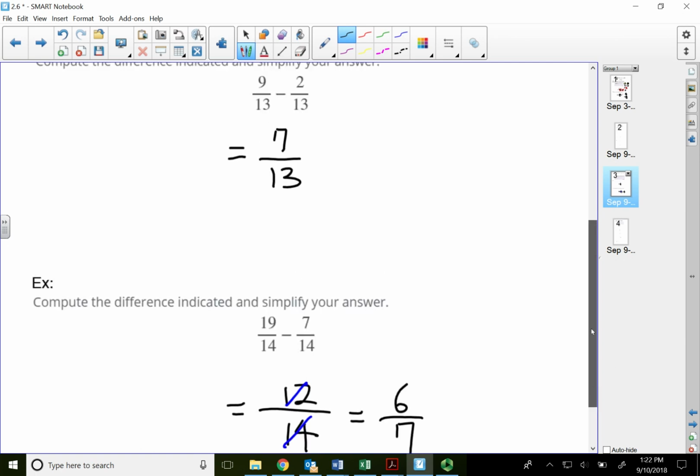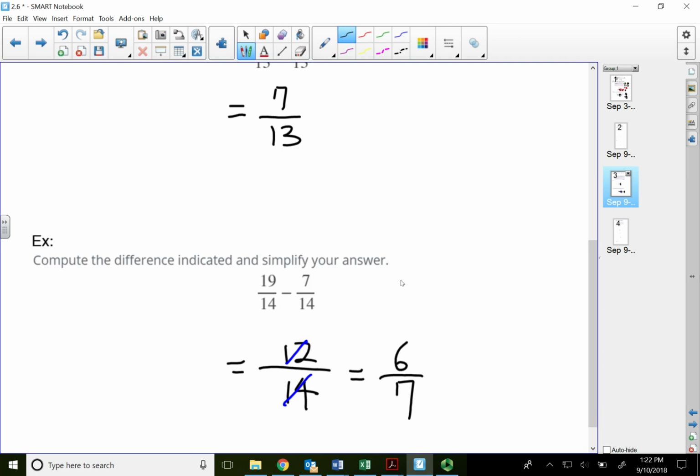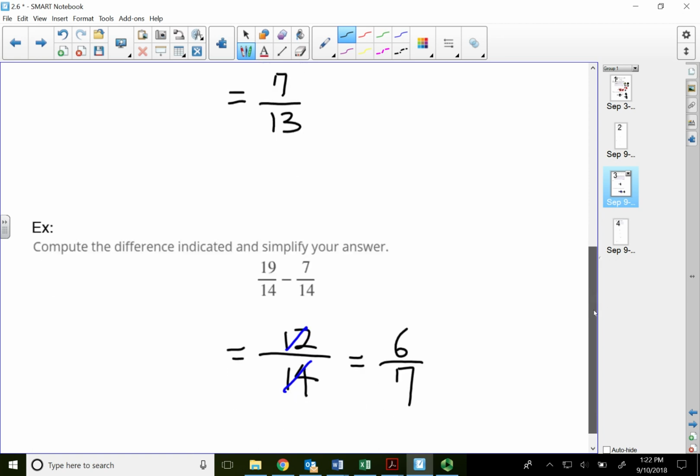In this lecture video, we quickly talked about how to add and subtract fractions with the same denominator. All we do is subtract the numerators or add the numerators and keep the denominator the same. And once I perform my operation, then I can reduce at the very end if it's possible.